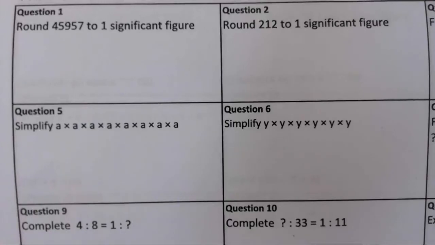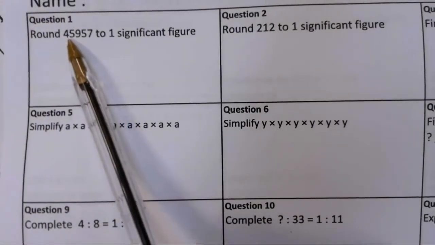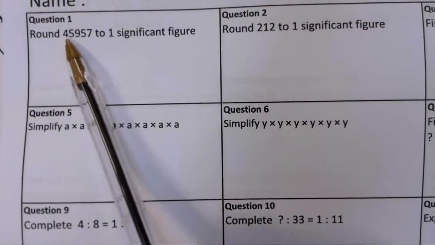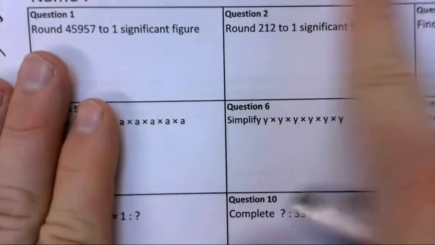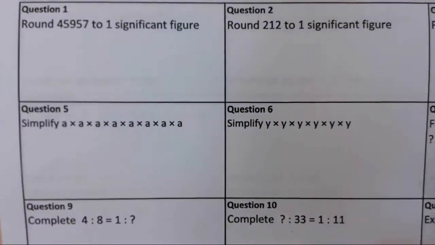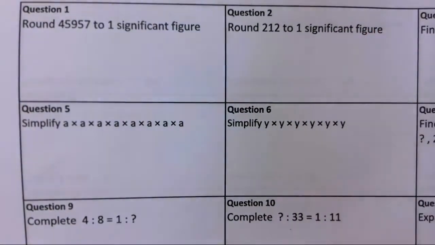Question 1. Round 45,957 to one significant figure. So the most important column there is the 10,000s column. So I need to round it to the nearest 10,000. Remember that word significant means important. Figure means, in this case, digit. So the most significant column is the 10,000s column.